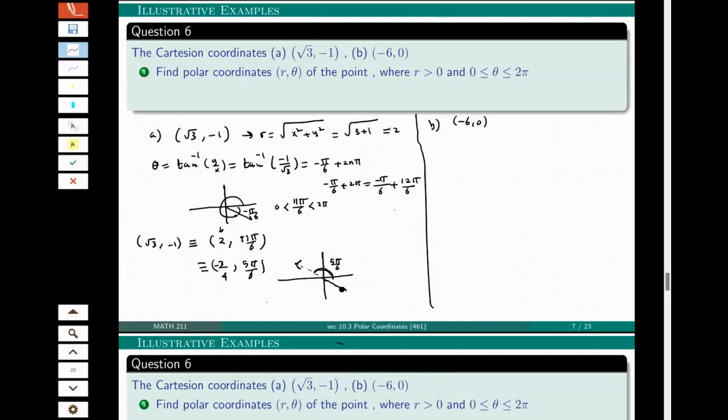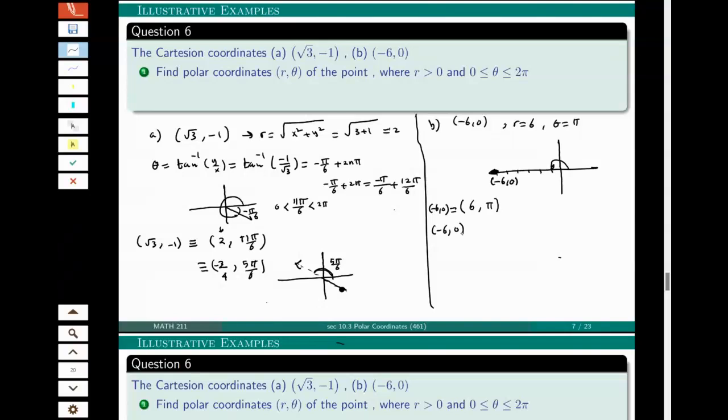Same thing here for b. I have minus 6 and 0. So the radius here definitely will be 6 and the angle theta will be pi. Okay, because that's minus 6, minus 1, minus 2, minus 3, minus 4, minus 5, minus 6. That's the point, minus 6 and 0. So this angle, clearly it is what? Pi. So we can say for positive radius it is 6 and the angle is pi, which is equivalent to minus 6 and 0.